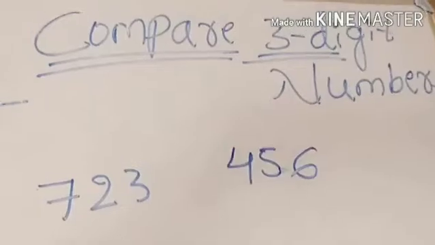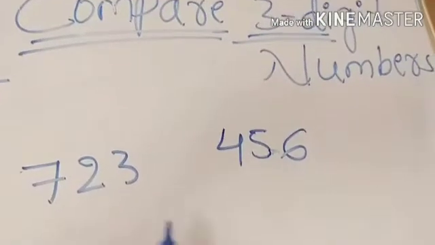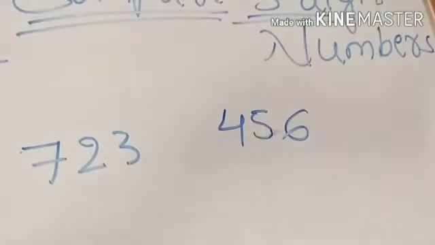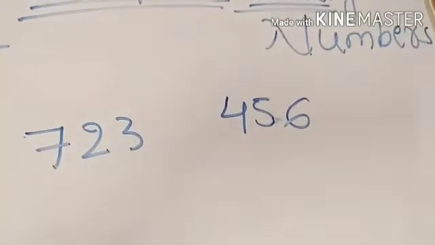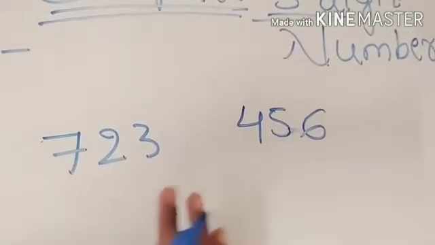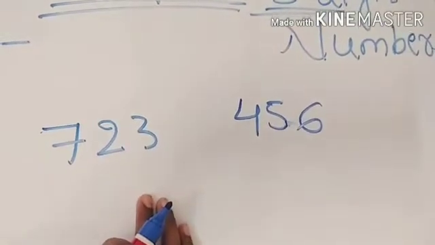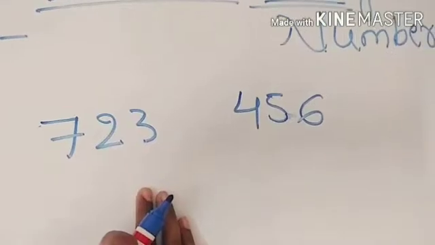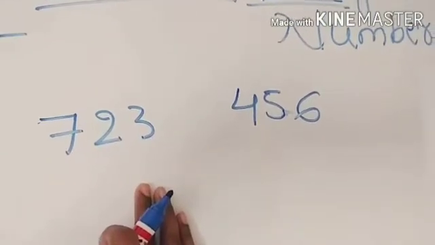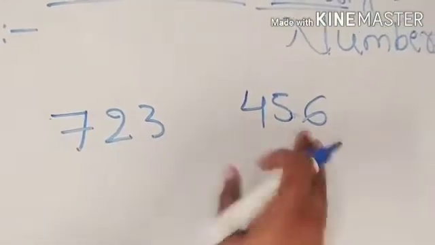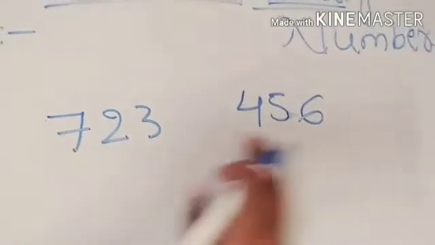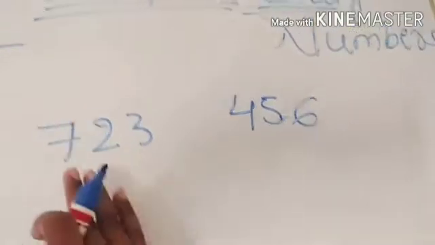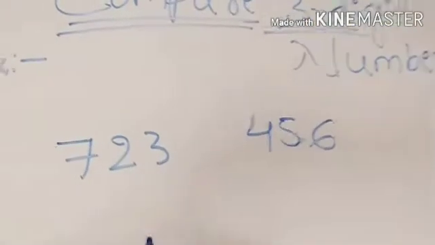Okay, now children, here is an example of 3-digit numbers for you. So let us start with the example. Okay, students, a 2-digit number is always smaller than a 3-digit number. Comparing 3-digit numbers is similar to comparing 2-digit numbers. Okay, let's start with this example.